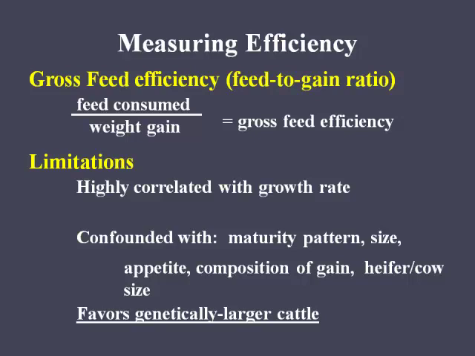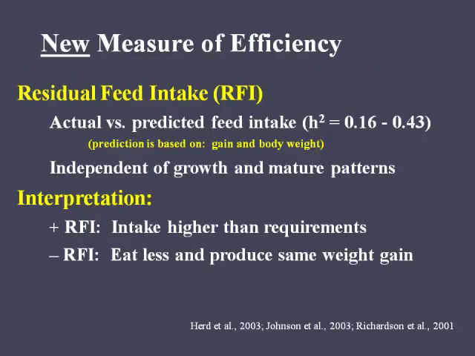So there are some issues with feed to gain ratio. It's very useful as a measurement of efficiency in a feedlot, or if you're just looking at a group of animals, and there's a lot we can do with it and a lot we can learn from it. But in terms of genetic context, there are those downsides that I just outlined.